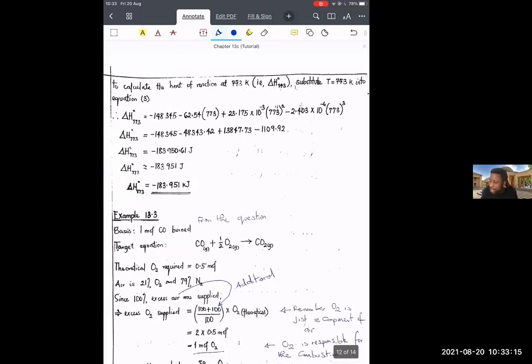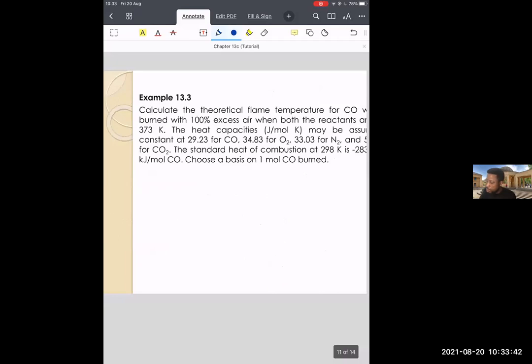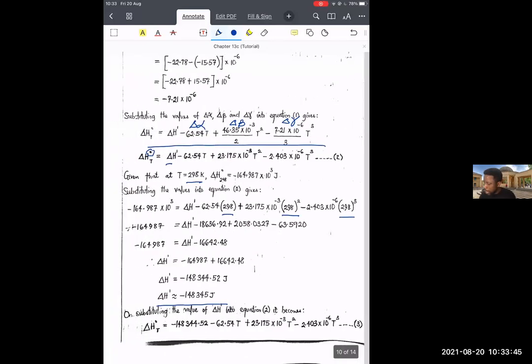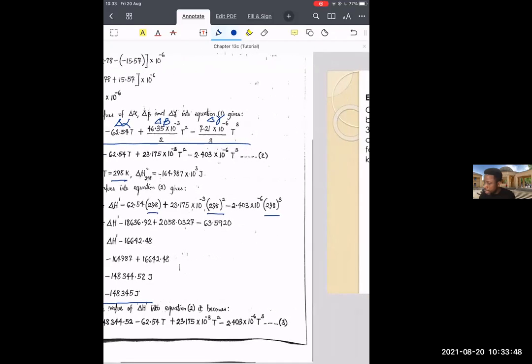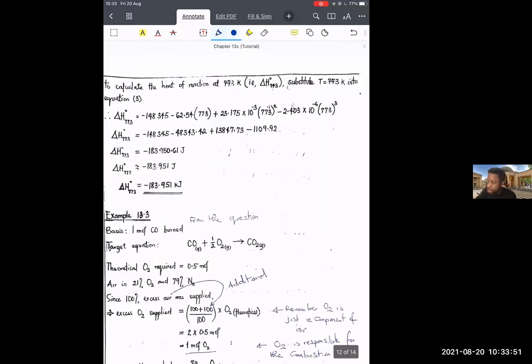Okay, so to calculate the heat of reaction at 773, remember the question is to calculate the heat of reaction at 773. But what have we done? We've calculated at the standard, which is given as 27 at 298. So now what do you do for 773? It means that where we've used 298 as our T values, we'll now be using 773 as our T value. So that's what we do.